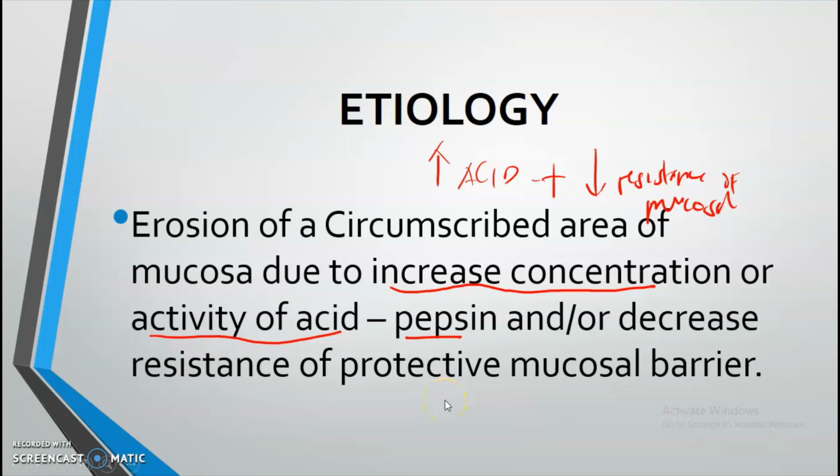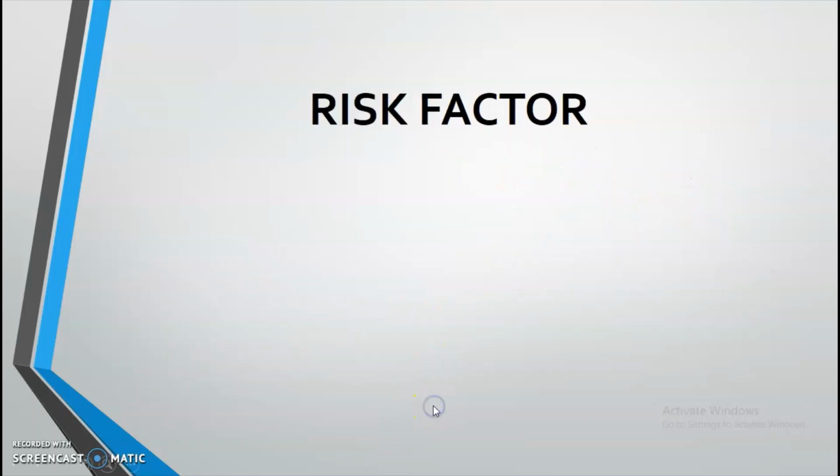Now, there are several factors that can contribute for this etiology to occur. What are those risk factors? Number one is old age. Commonly, old persons have a decreased production of the protective lining of our gastrointestinal tract, causing their intestinal or gastroesophageal lining to be more at risk of the erosion caused by the increased concentration of your gastric content.